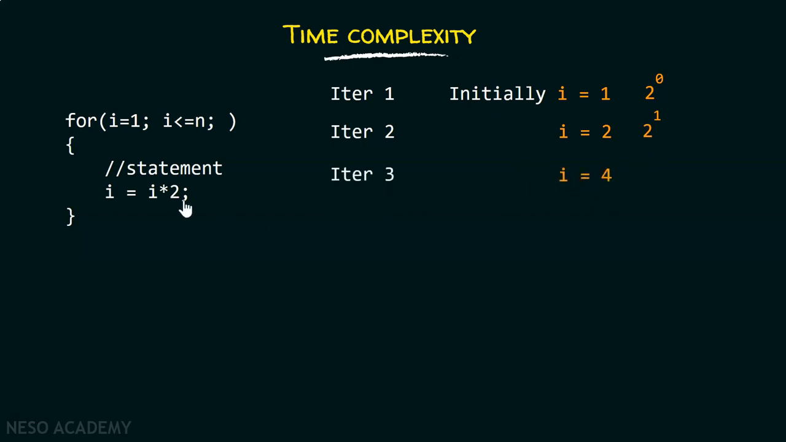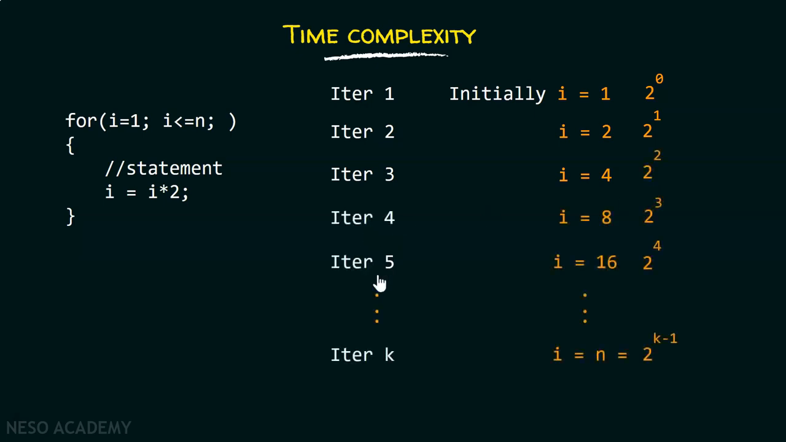Because I is multiplied by 2. Here previously the value of I is 2. 2 is multiplied by 2, which gives 4. We can write this as 2 to the power 2. Similarly for iteration number 4 and iteration number 5, here in this case we are getting I equals to 8 and I equals to 16. We can write this in this form 2 to the power 3, 2 to the power 4.